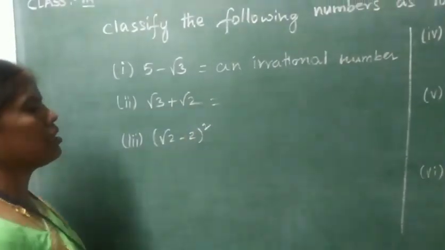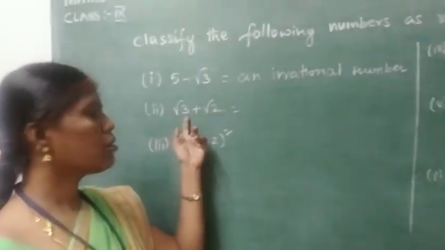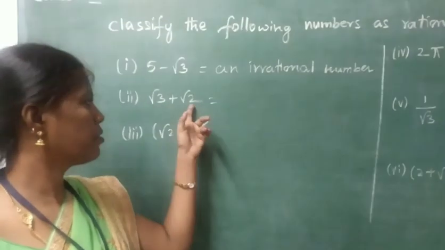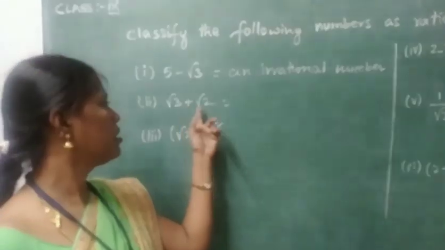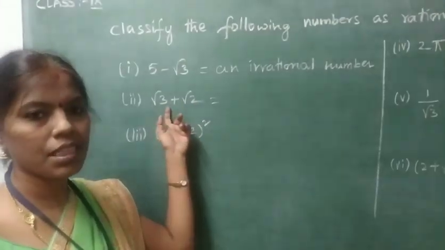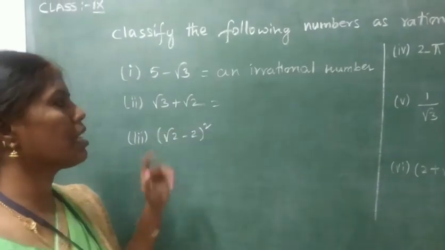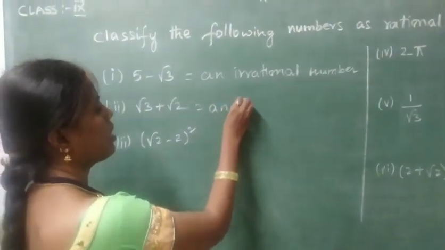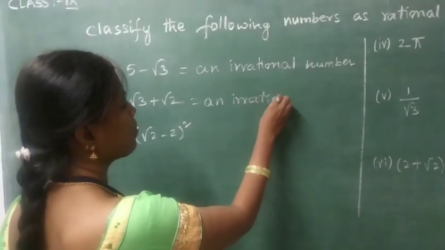Now we'll come to the next one. Root 3 is an irrational number. Root 2 is an irrational number. The sum of two irrational numbers is again an irrational number.